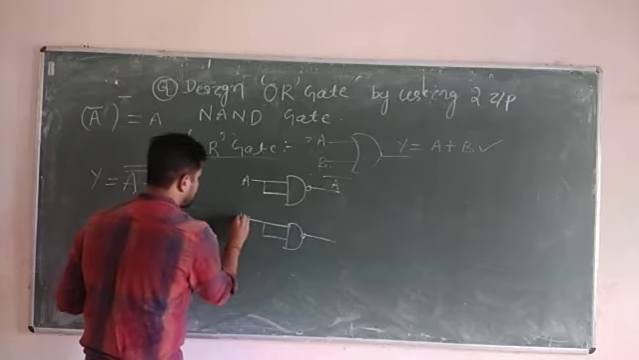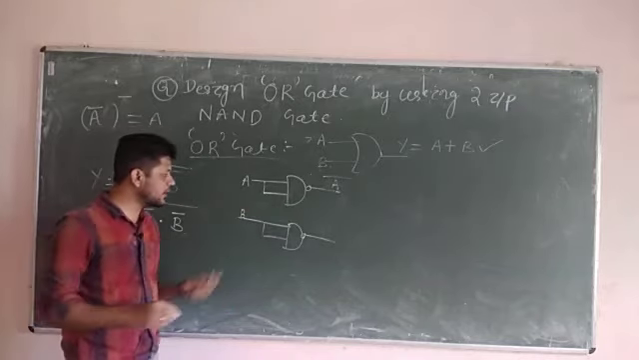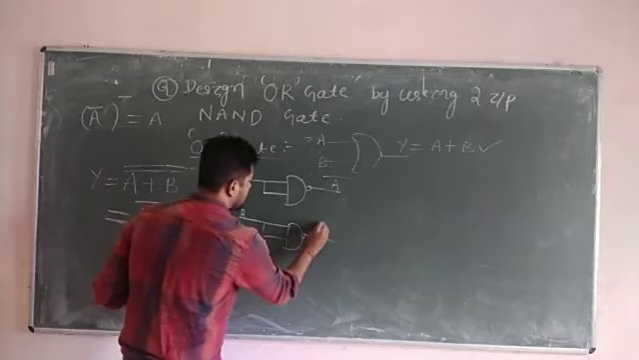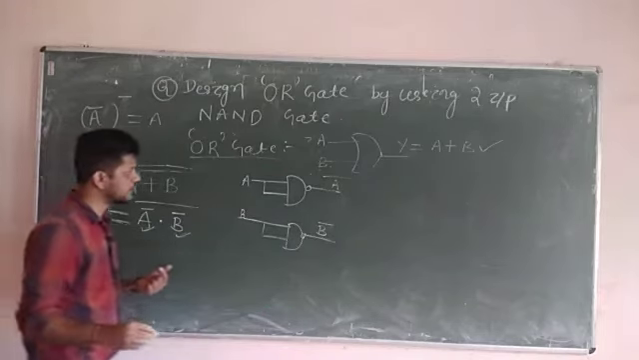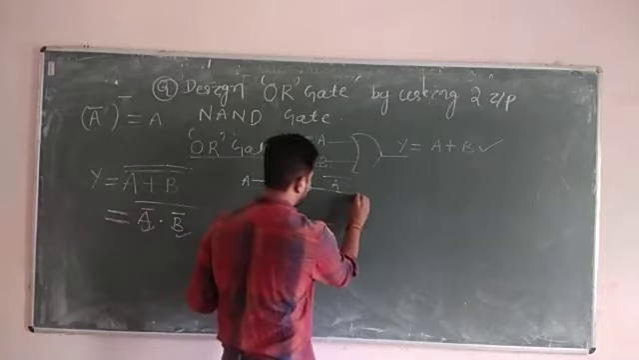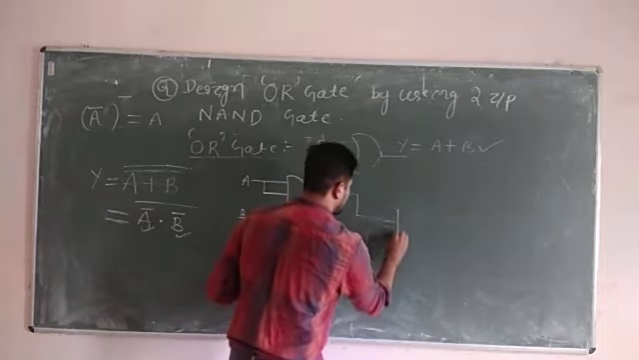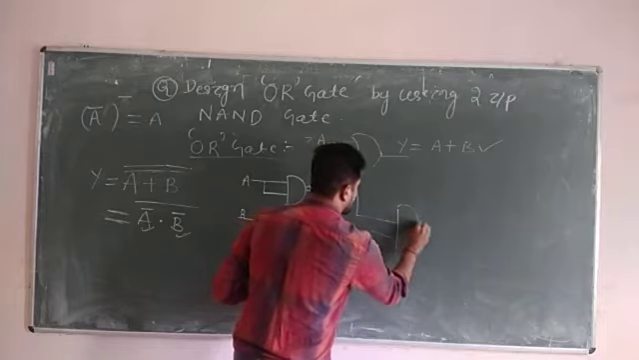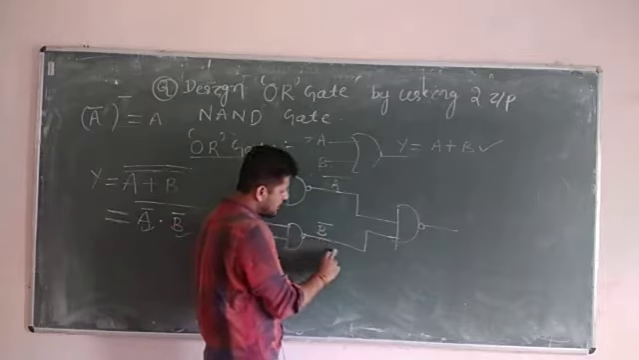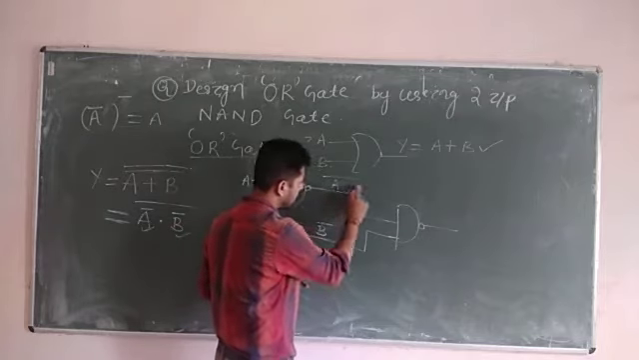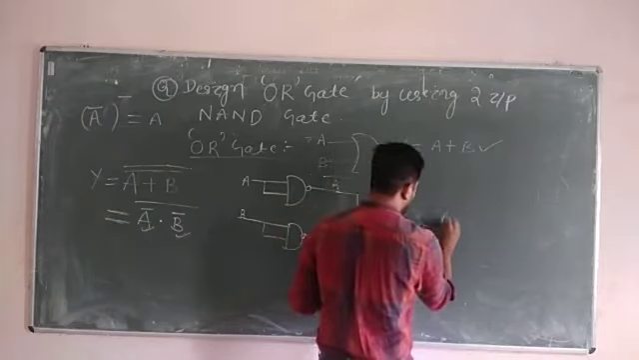Similarly, apply the input as with B, so here this is coming as B bar. Now I have implemented this B bar. Now I am going to combine this A bar and B bar with this gate, because B bar is applied as an input and A bar is applied as an input to this gate. Hence this is the property of the NAND gate.